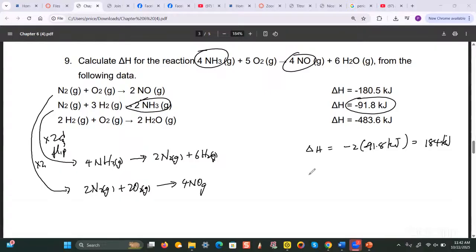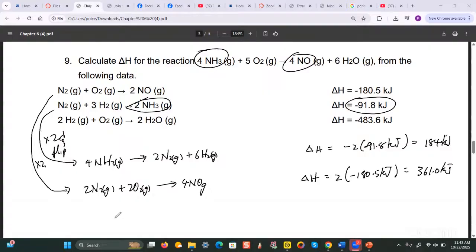Okay. And what would be the effect on the delta H value here? Just times it by 2. Times what by 2? Minus 180.5 kilojoules. Okay, so let's work that out. 180.5 times 2 gives you 361.0 kilojoules. All right, very good.